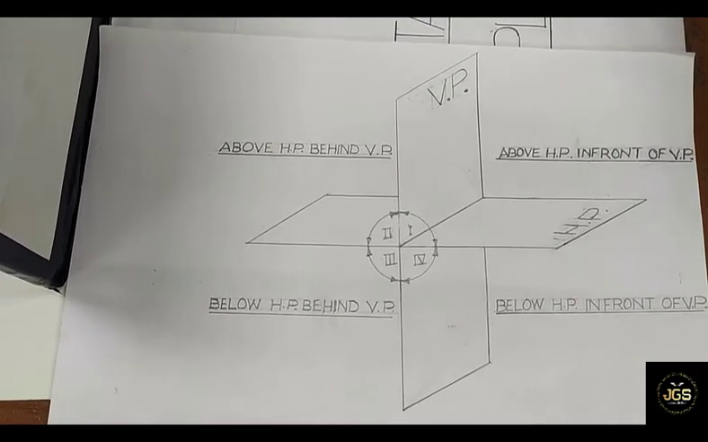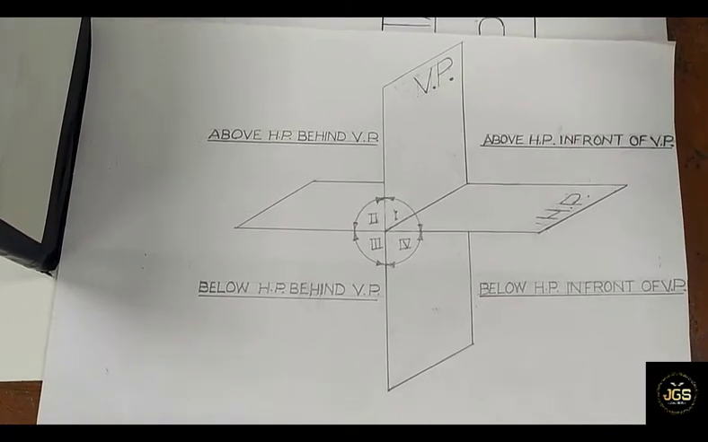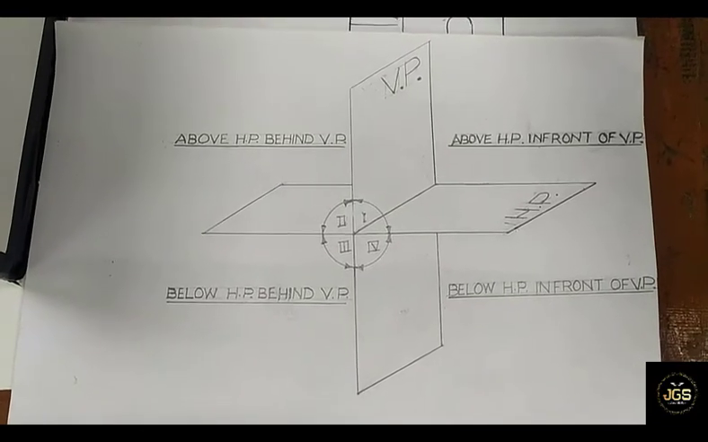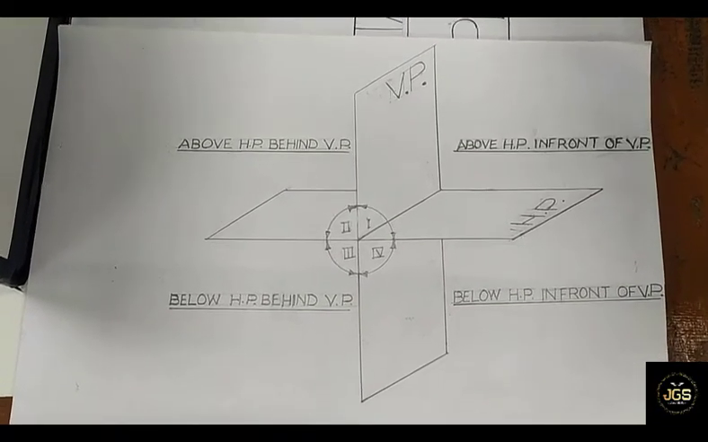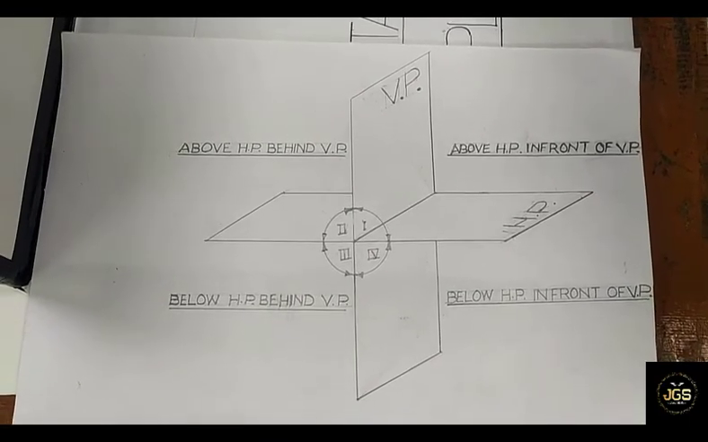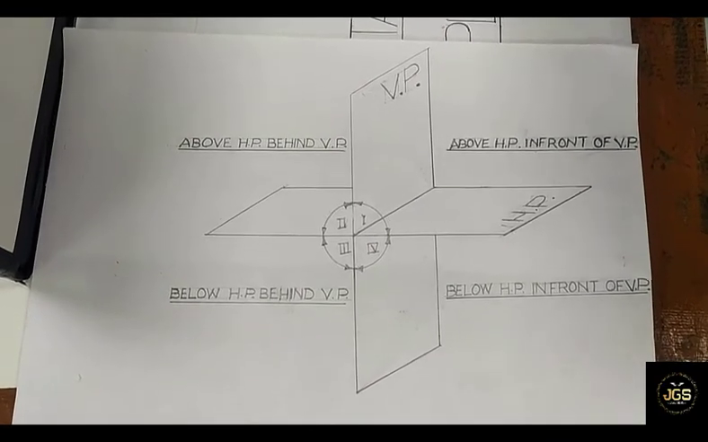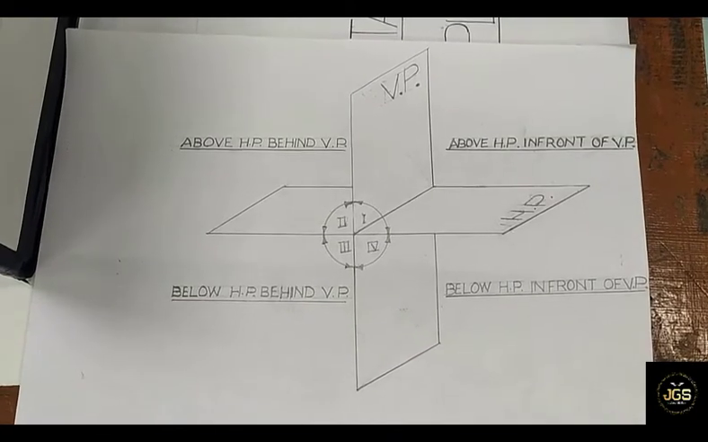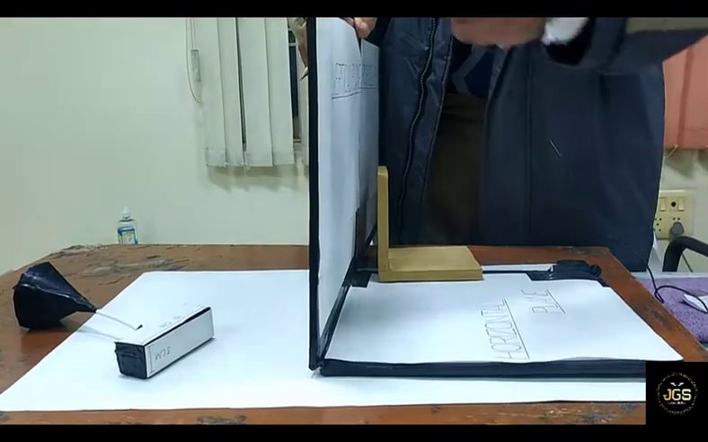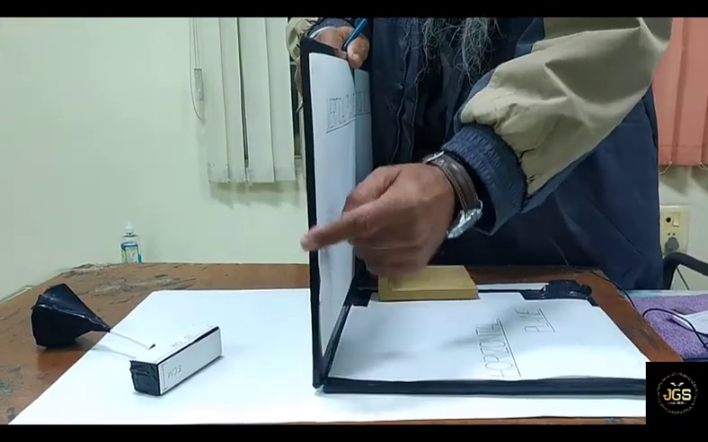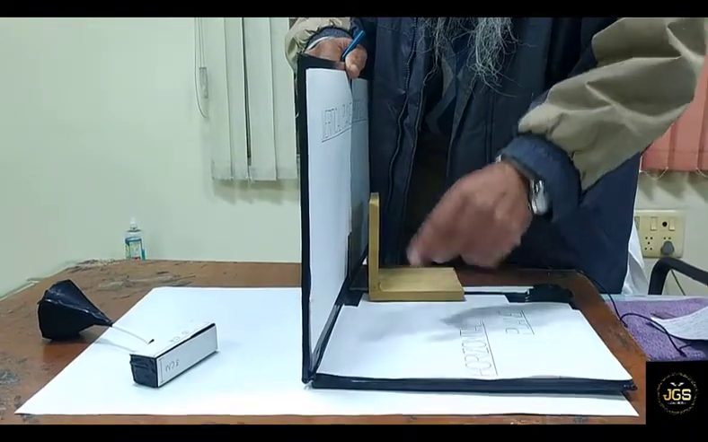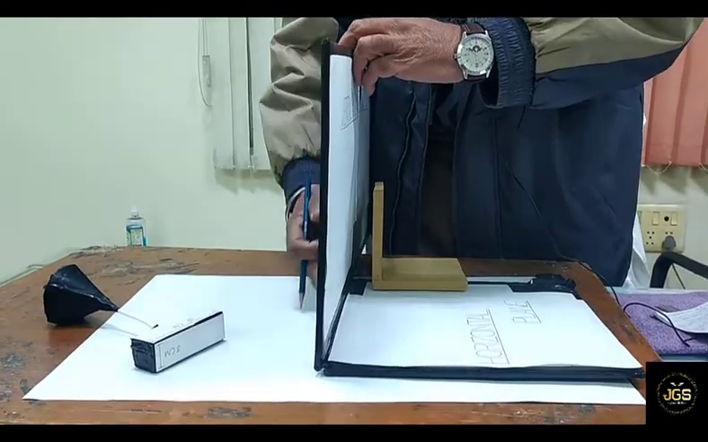The position of views with reference to lines will change according to the quadrant in which the object may be situated, that I can show over you. First off, you can see, this is your first quadrant. This is my vertical plane. This is my horizontal plane. This is my first quadrant, and on this side is my second quadrant.